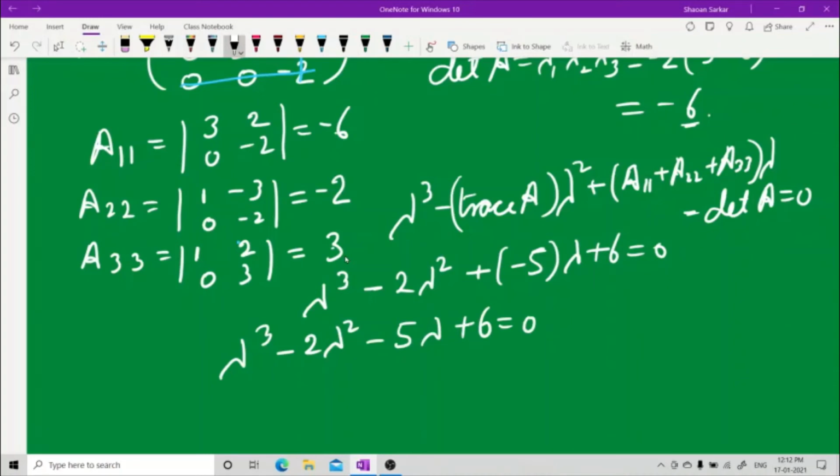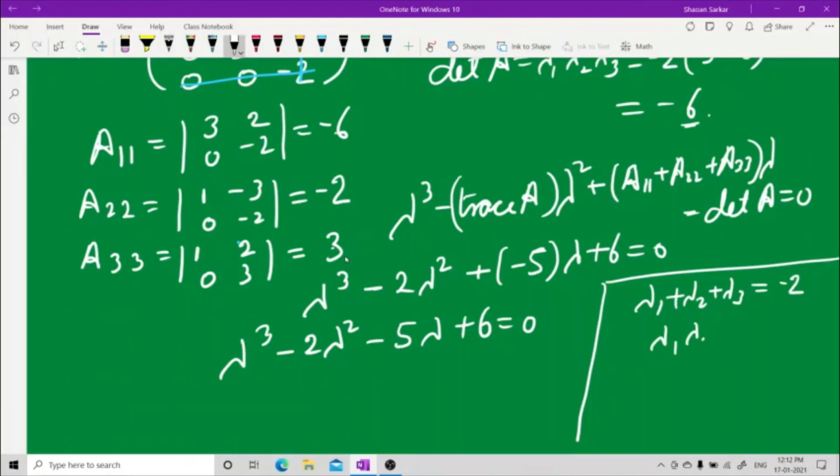Now I'll show you a shortcut trick instead of using that class 8 method of doing it the earlier way I showed. See, you got minus 6. I'll do it in the rough. I got the sum of lambda 1, lambda 2, lambda 3 as minus 2, and the product I got is minus 6. So take the factors of 6: 3, 2, 1.